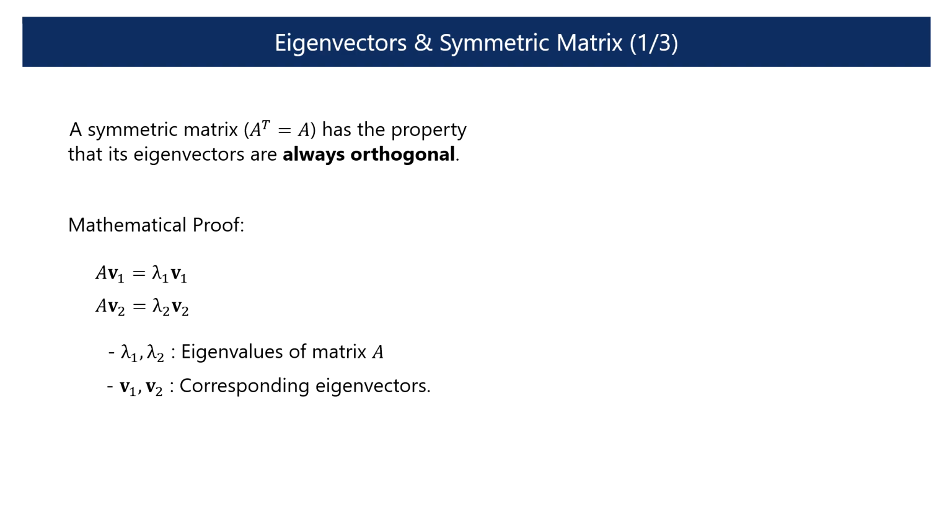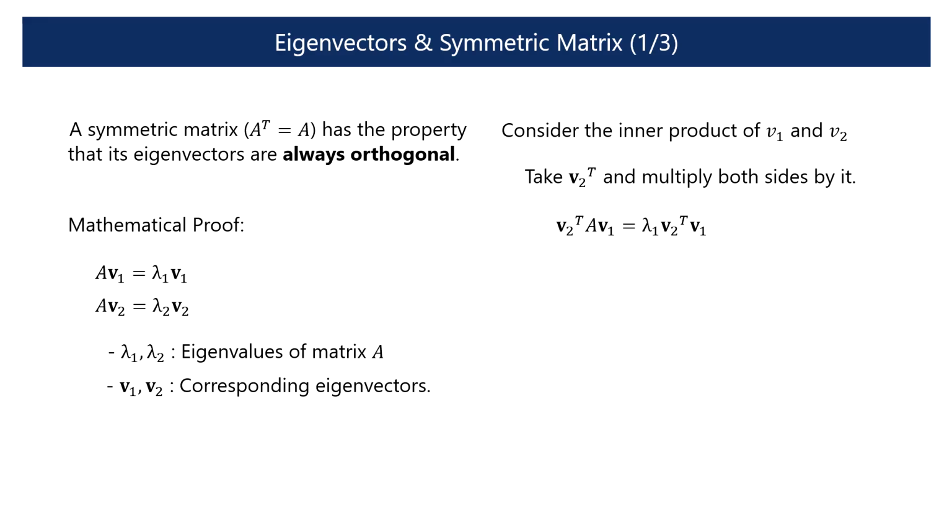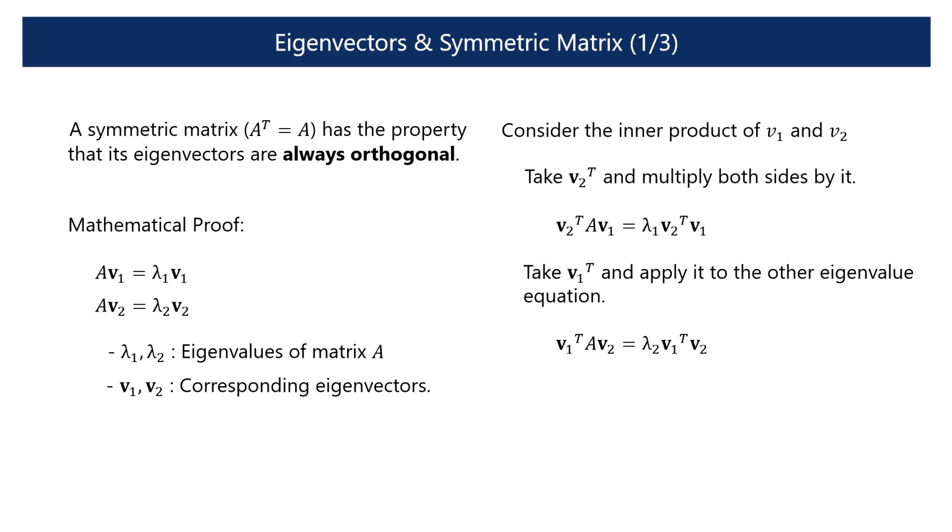Let lambda 1 and lambda 2 be the eigenvalues of matrix A, and let the corresponding eigenvectors be v1 and v2, respectively. Consider the inner product of the eigenvectors v1 and v2. First, take the transpose of v2 and multiply both sides by it. Similarly, taking the transpose of v1 and applying it to the other eigenvalue equation.